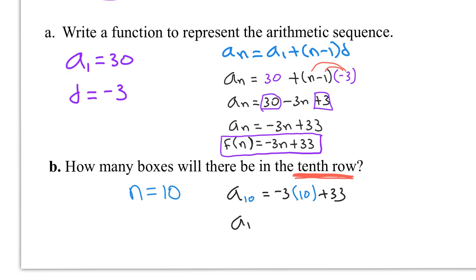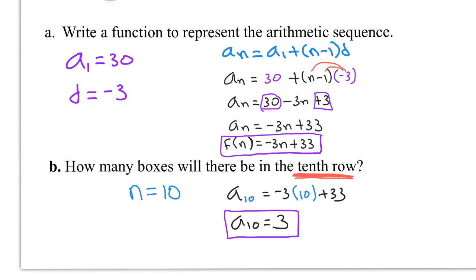So a sub 10 equals, you guys multiply negative 3 times 10, and that equals negative 30, and negative 30 plus 33 is positive 3. So on the 10th term, you guys have 3 boxes.